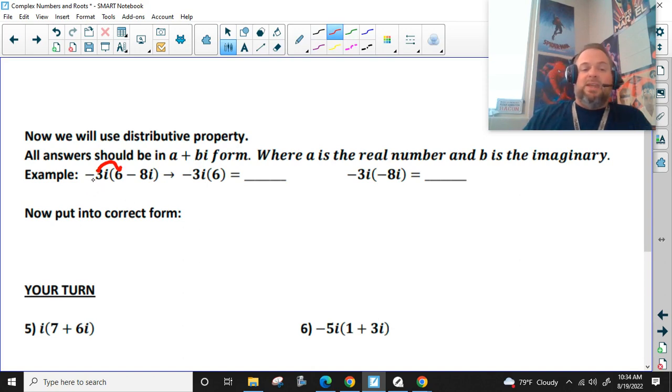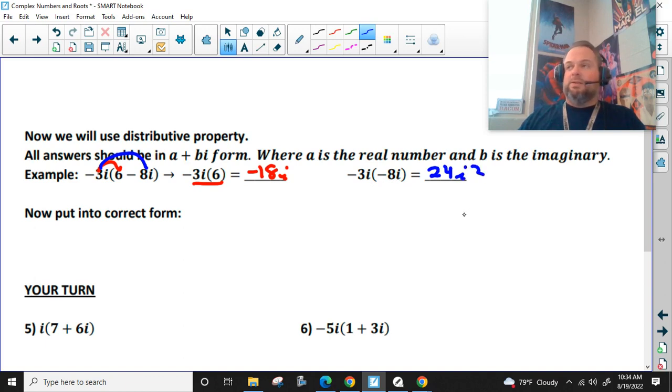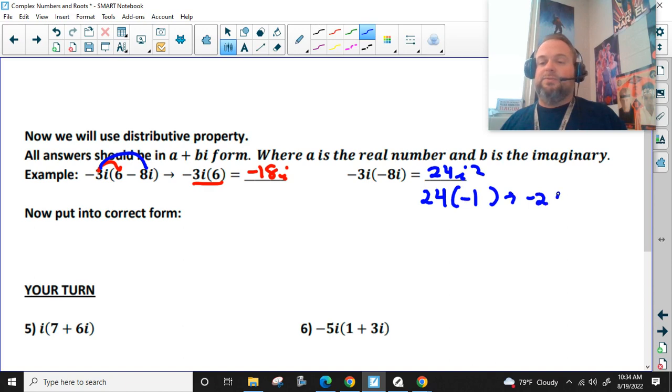So we have negative 3 times 6i, which is right here. We get negative 18i. Then, the negative 3 times negative 8i, that's this right here. Well, negative times negative is a positive. 3 times 8 is 24. And i times i is i squared. Now, what do we know about i squared? Negative 1. So when we get finished, this is negative 24.